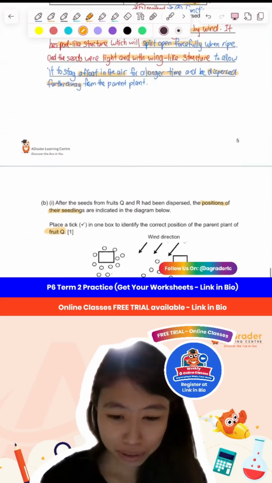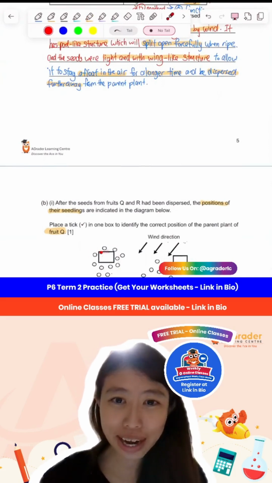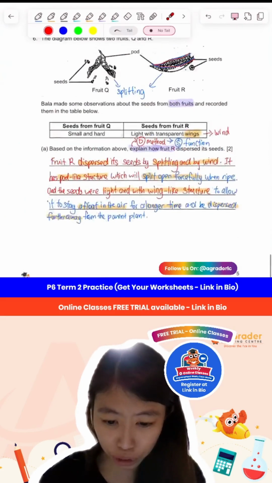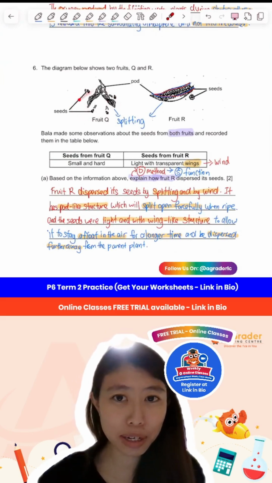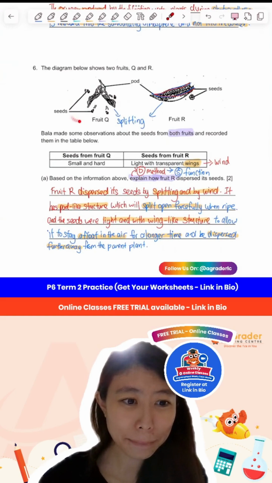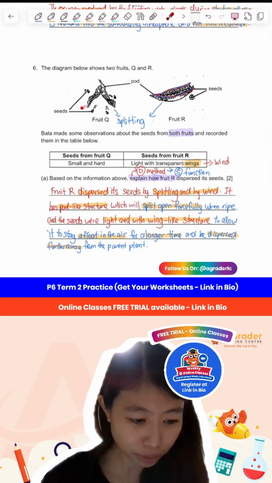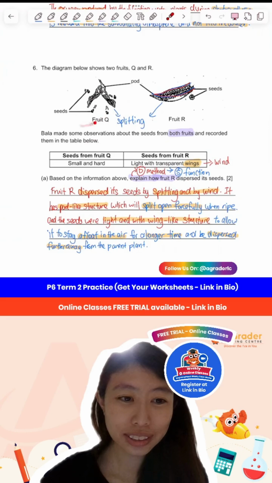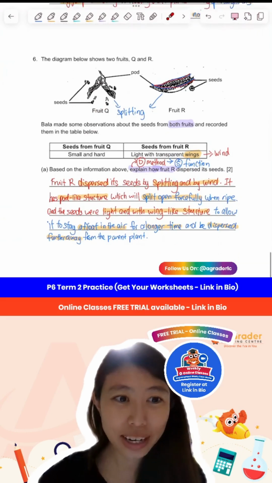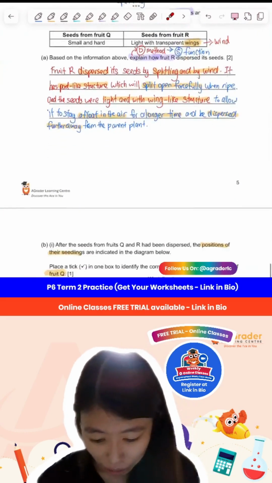Does anyone know? Is it the one on the left or the one on the right? Fruit Q is this one. Fruit Q, do you think it can be dispersed by wind? Can fruit Q be dispersed by wind as well? Do you know? No, right? Okay, so no, very good.